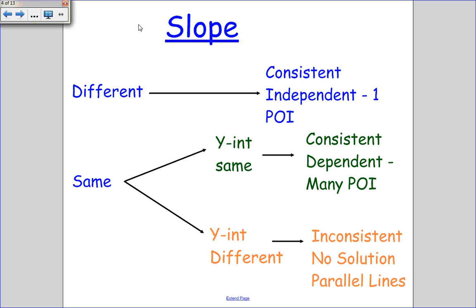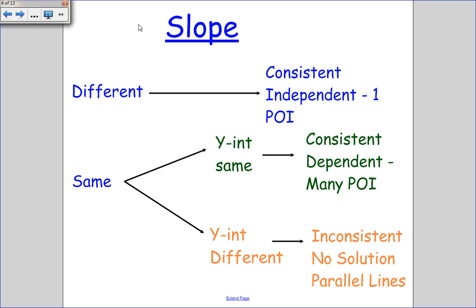You with me? Now, if my slopes are the same, then I can branch off into two cases. My first case is I'm going to compare my y-intercepts and say, is my y-intercept the same or different? If my y-intercepts are the same, that means my slope's the same, the y-intercept's the same, that means that it is the same equation, right? Which means it's consistent, but instead of independent, now it's dependent, and I have not one point of intersection, but many points of intersection. Do we understand this? Now, if my slopes are the same, but they have different y-intercepts, that means my lines are parallel, and that it's inconsistent with no solution. Okay, so again, this page is crucial.